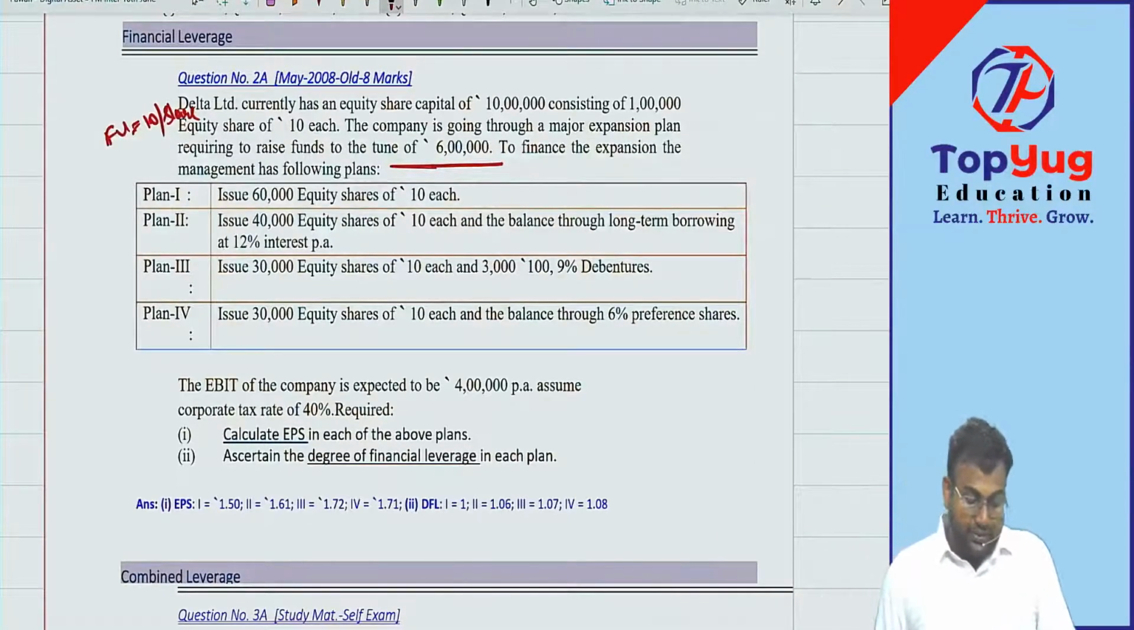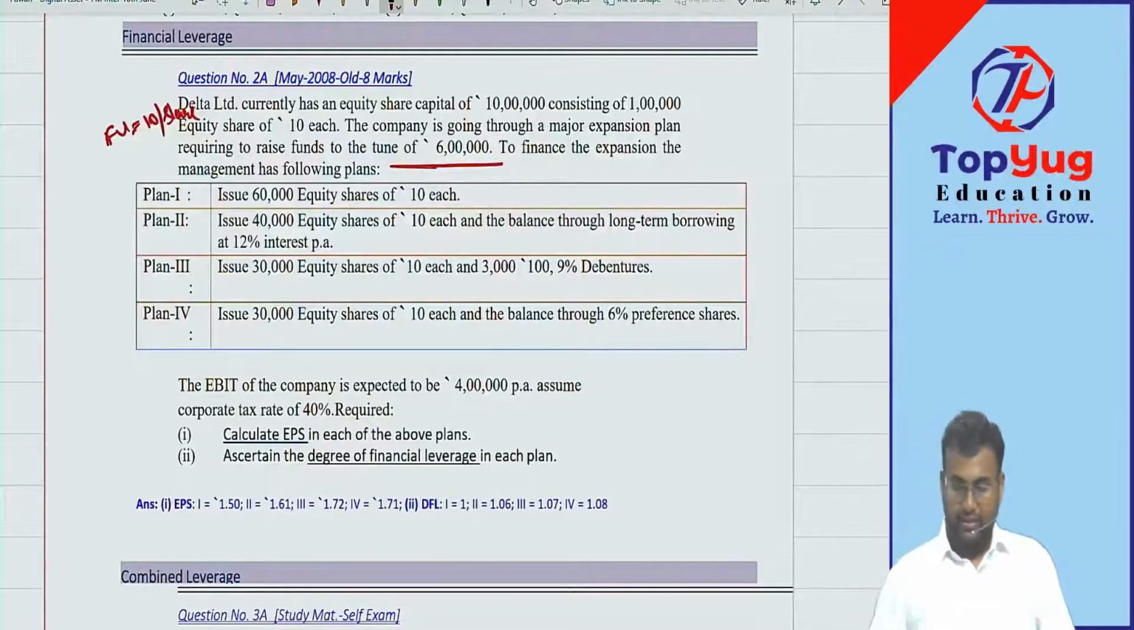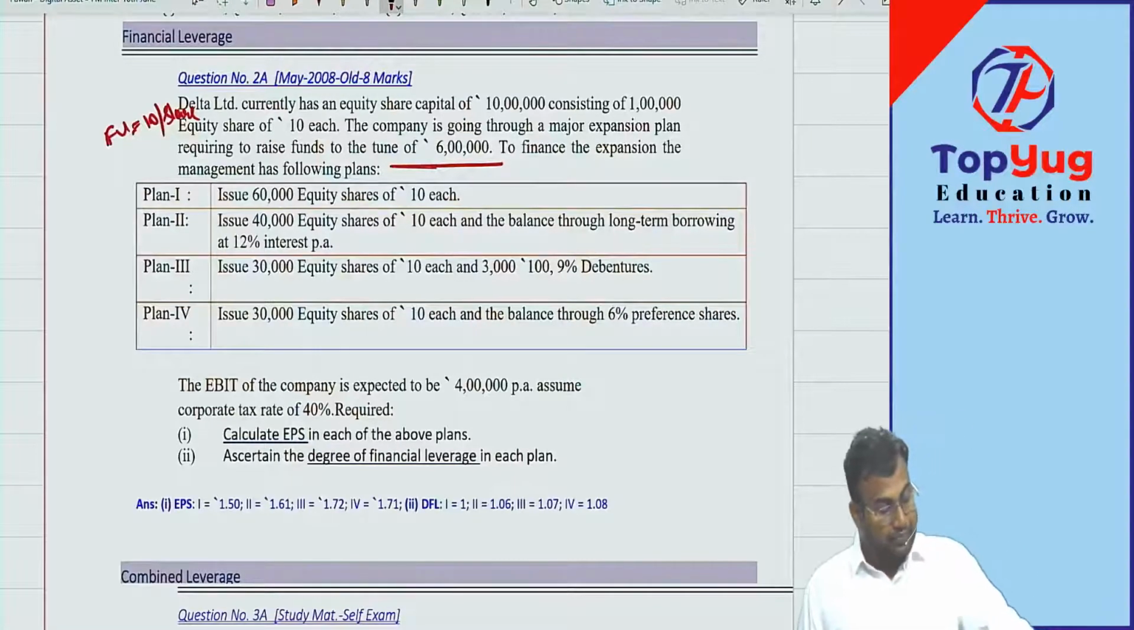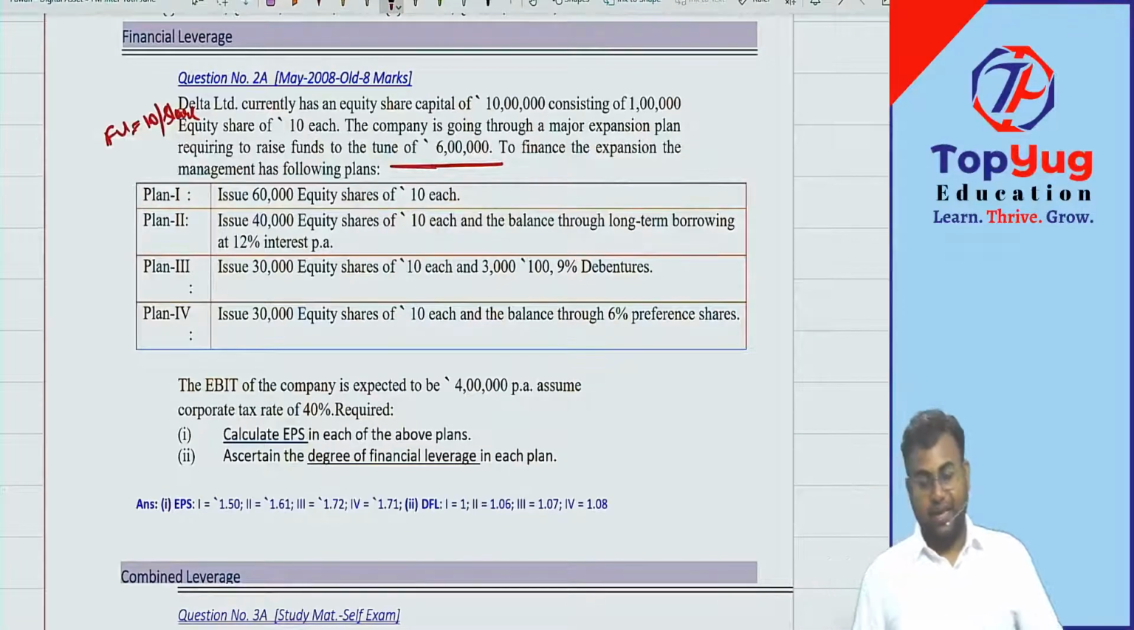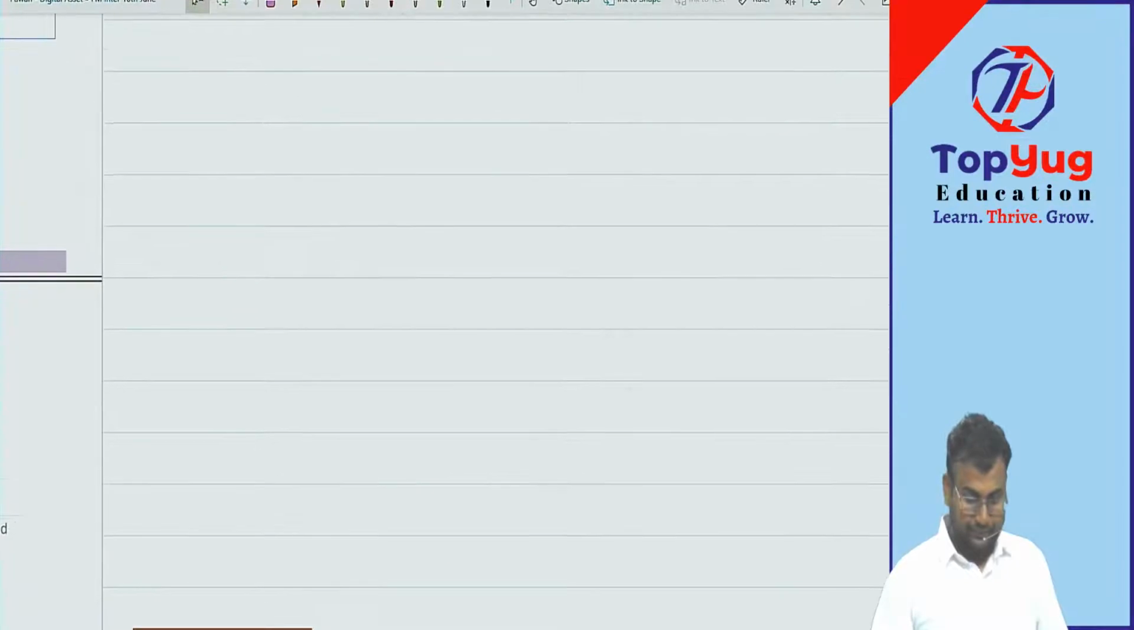Corporate tax is 40%. Calculate EPS in each of the above plans. So you have to make an income statement from EBIT level till below, right? And ascertain the degree of financial leverage in each plan. Can you do it? Yes. Let's see.